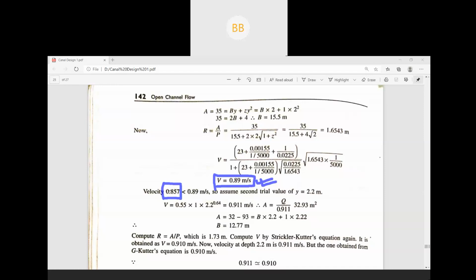Okay, so definitely your 0.857 is less than 0.89 meter per second. So what we are going to do, we are going for another trial, or you can say going for second trial, and assume the y value 2.2 meter. Okay, and then you continue till this step.